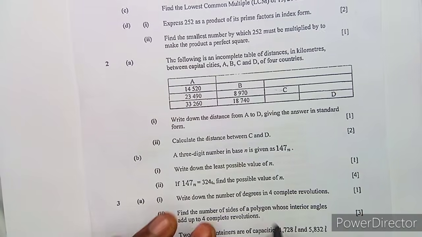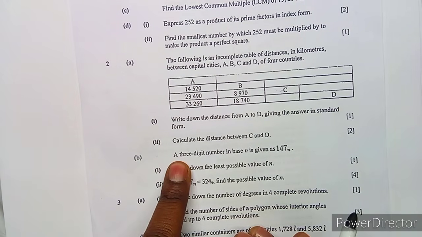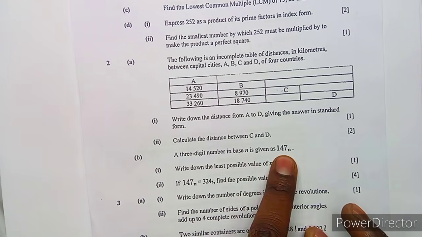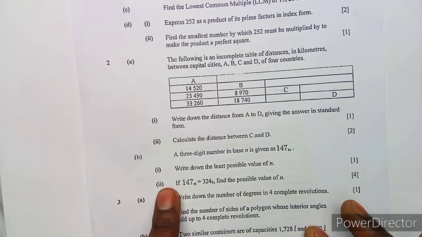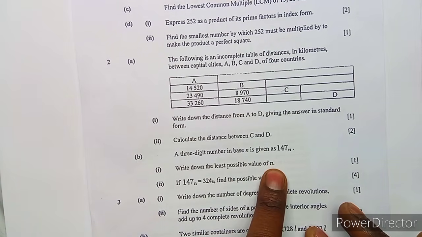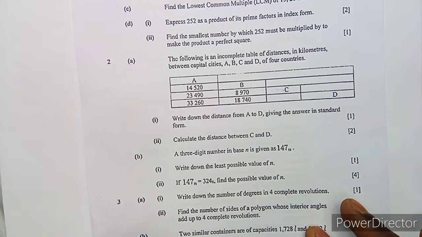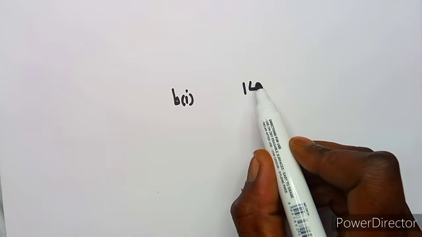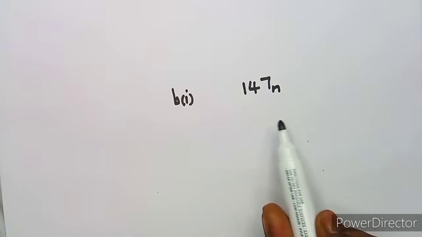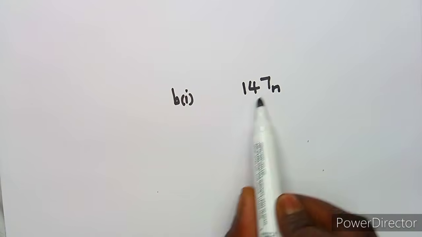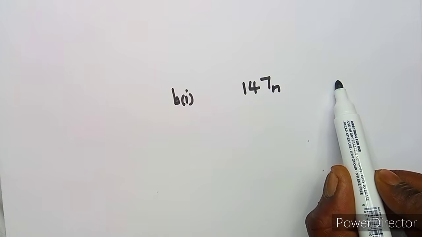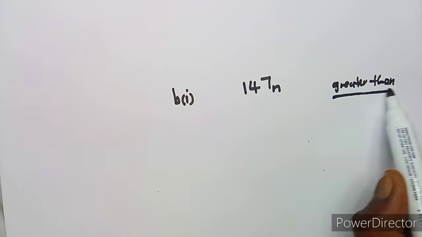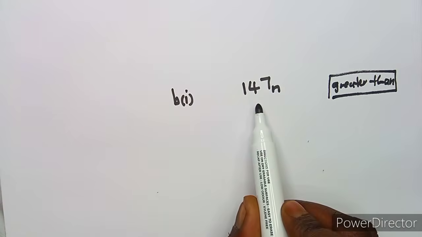Then let's try another question. On question B, we are given a 3-digit number in base n. Write down the least possible value of n. This n is a base, so the least possible value of n is going to be taken from this concept: remember that when you are writing in a base, the base is supposed to be greater than all the digits that you are given.